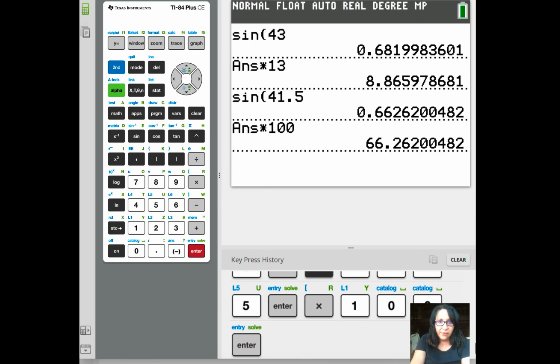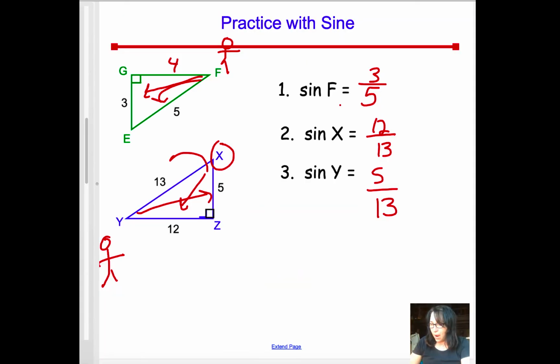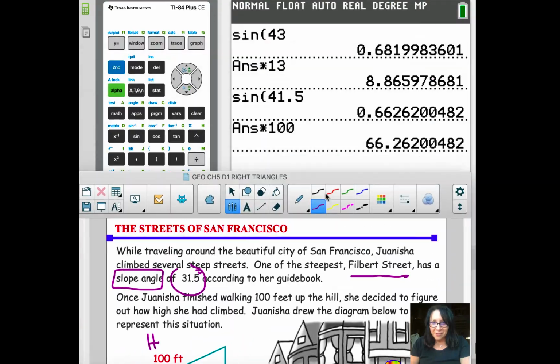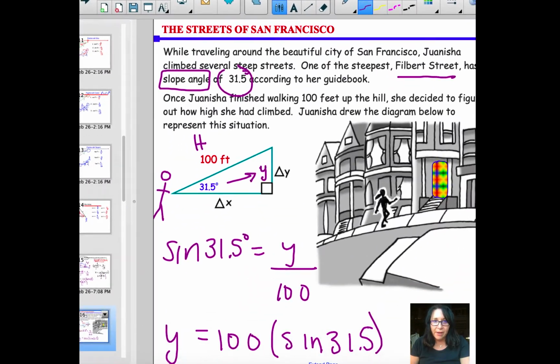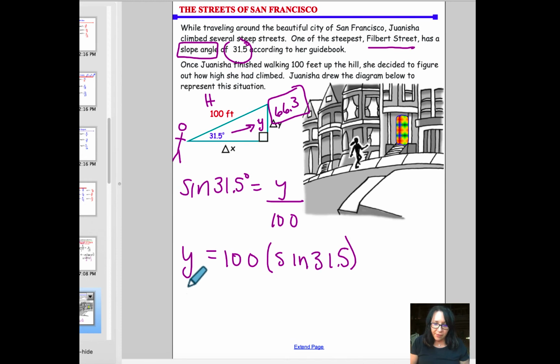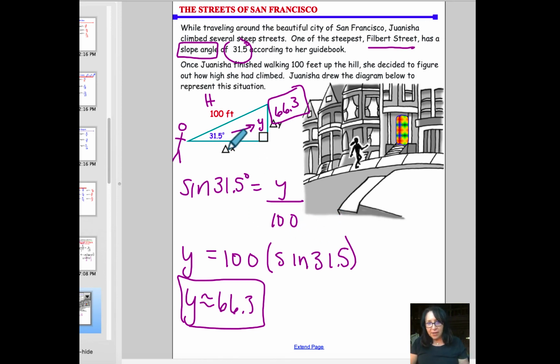66.3. And so what that means is that the rise for my problem is 66.3. So this is 66.3. So keep in mind, too, that when I'm doing this, y is approximately 66.3, you're also finding the run, right? You've got the rise over the run.